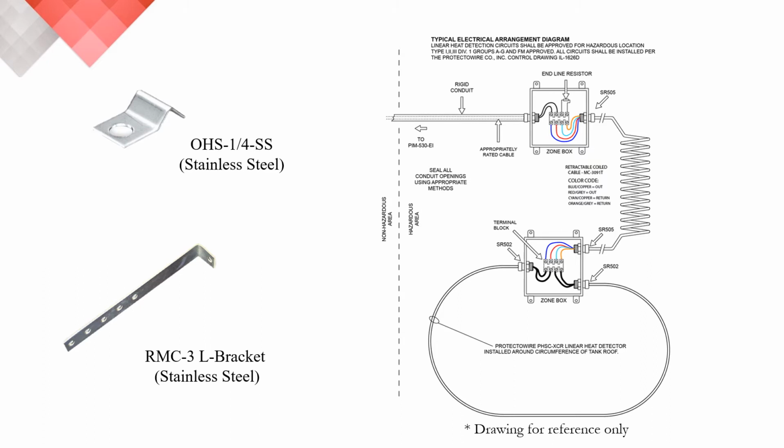When installing Protectowire, we recommend that you use stainless steel mounting brackets. Here's an example of taking two of our stainless steel mounting brackets and attaching them to each other. If you attach that OHSS clip to the RMC3L bracket, it's a nice little mounting accessory where the Protectowire can sit right in between the two. You can also do the same with the JD1 clip as well.